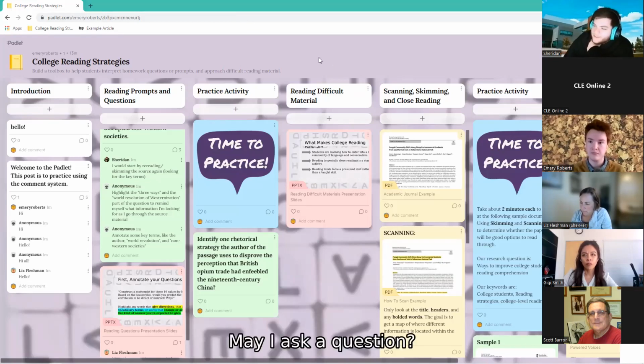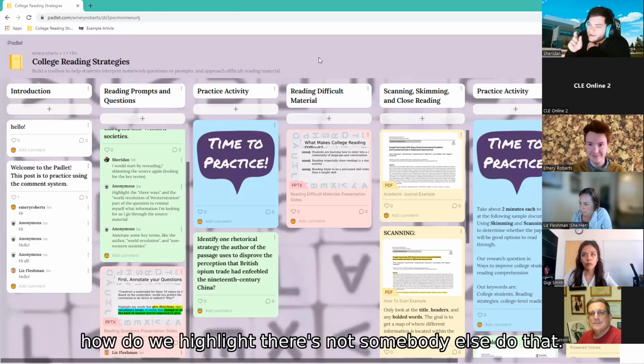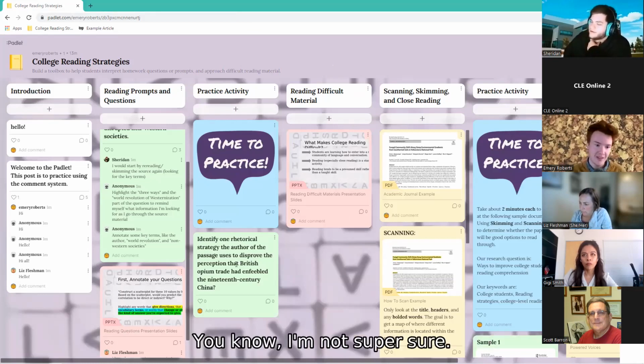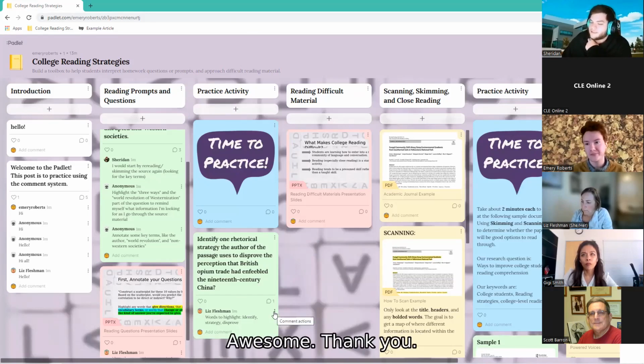May I ask a question? This is just one of my first times using Padlet. How do we highlight? Because I saw somebody else do that. I'm not super sure. If anybody has the answer to that, feel free to go for it. If not, you can just list whatever words you're pointing to. Awesome. Thank you.